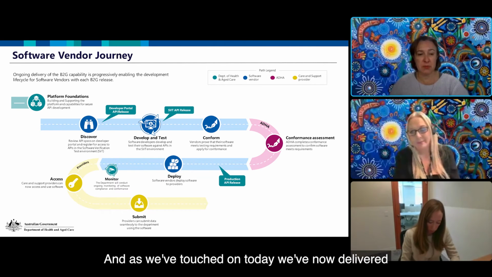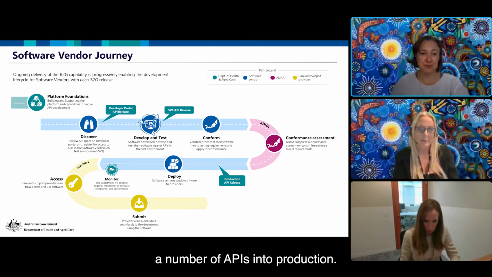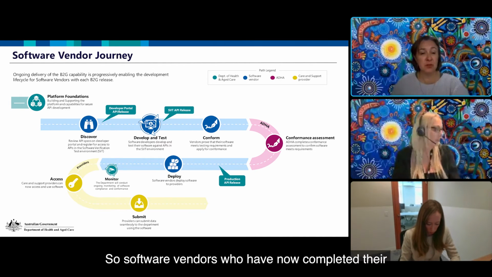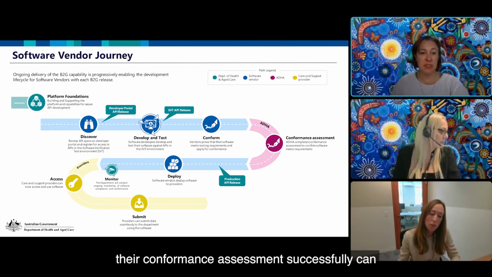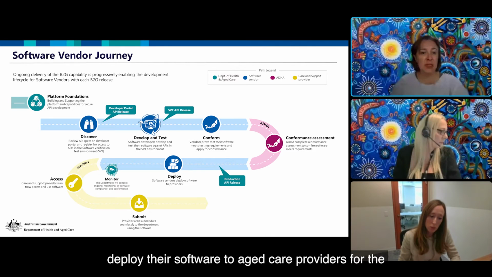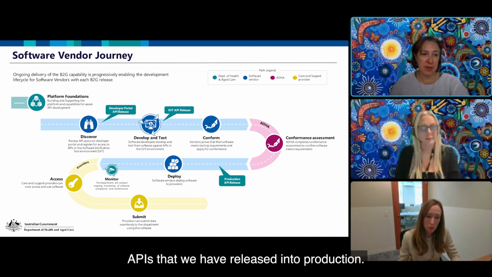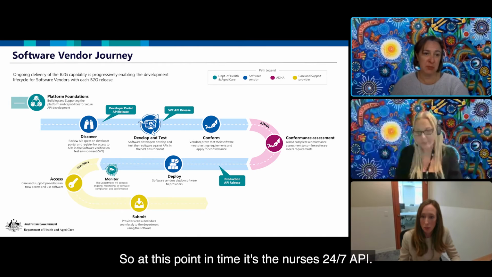And as we've touched on today, we've now delivered a number of APIs into production. So software vendors who have completed their conformance assessment successfully can deploy their software to aged care providers for the APIs that we have released into production. So at this point in time, it's the Nurses 24/7 API.